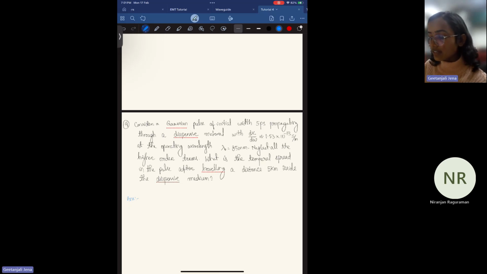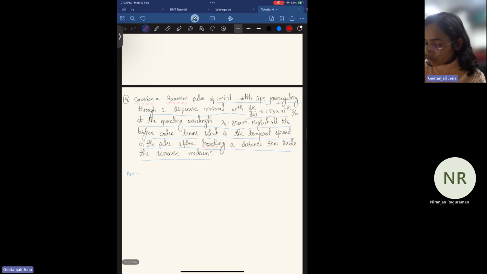The question says consider a Gaussian pulse of initial width 5 picosecond propagating through a dispersive material with d k over d omega is 1.53 into 10 to the minus 3 second per meter, at the operating wavelength lambda 0 is 850 nanometer. Neglect all the higher order terms. What is the temporal spread in the pulse after it travels through a distance 5 kilometer inside the dispersive medium? So what is the spreading when it travels through a dispersive medium?